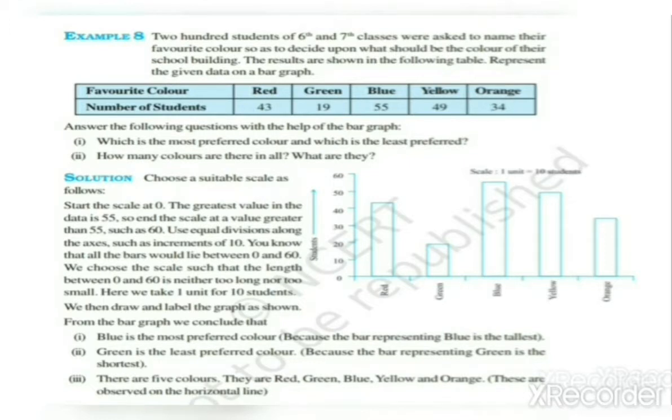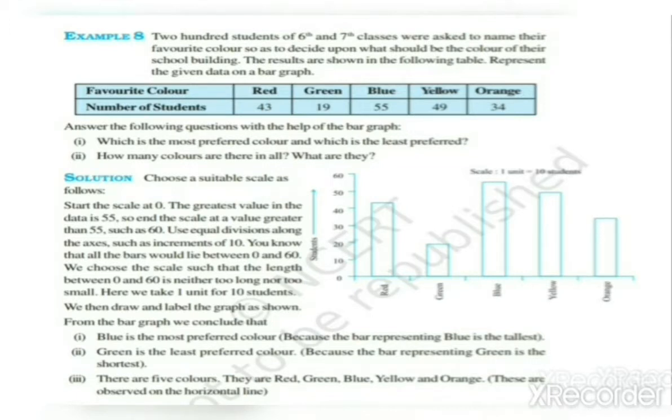Answer the following questions with the help of the bar graph. Which is the most preferred color and which is the least preferred? And how many colors are there in all? What are they? Let's draw a bar graph and understand this.